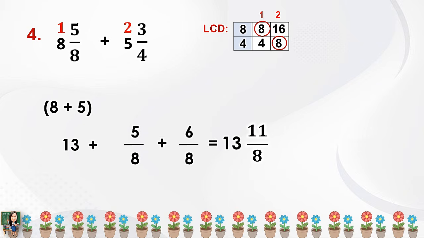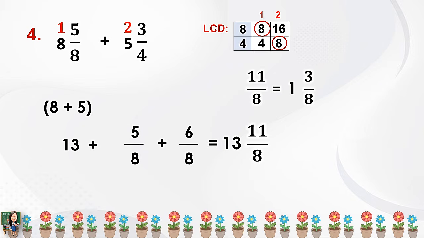So as you can see, the fraction is an improper fraction. Change it to a mixed number. 11 divided by 8 equals 1. Then there is a remainder, 3. Then copy the denominator 8. The answer is 1 and 3 eighths.